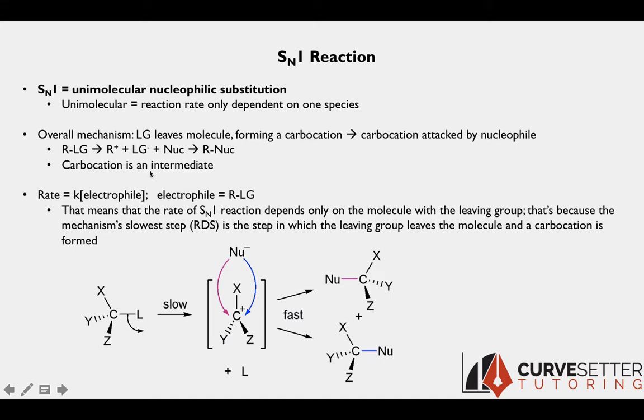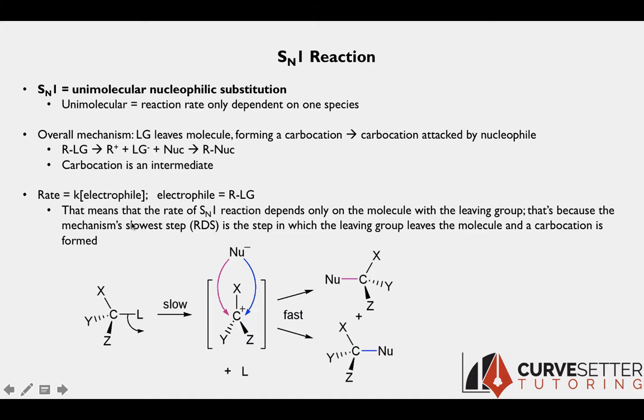So here I've just kind of simplified it. You have carbon bound to a leaving group leaves, and you have a carbocation intermediate. And then the nucleophile attacks that carbocation, and you have R bound to the nucleophile. So it's a substitution. You substitute out the leaving group for the incoming nucleophile. The rate is unimolecular, and it only depends on the concentration of the electrophile, which is this guy here. The carbon bound to the leaving group. So rate is equal to K, rate constant, times electrophile.